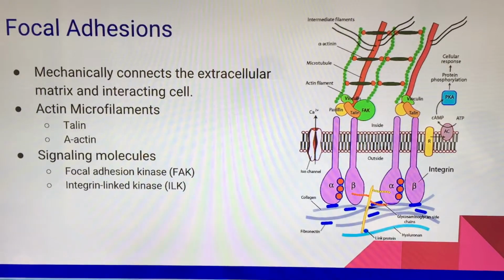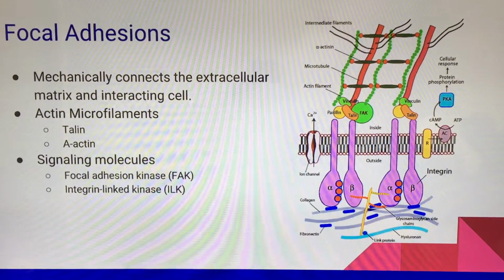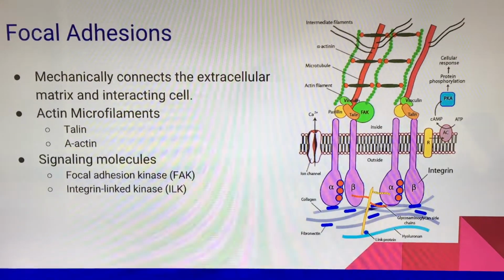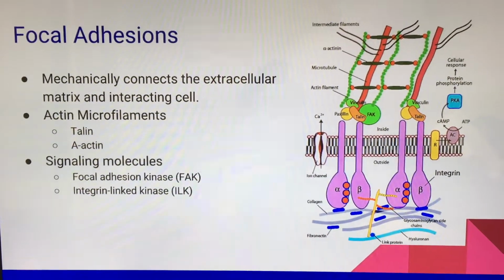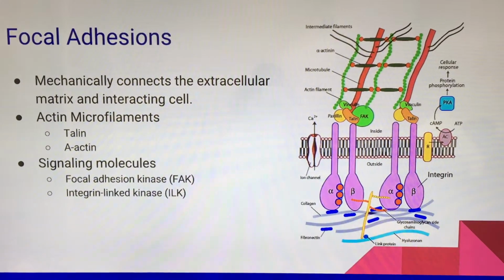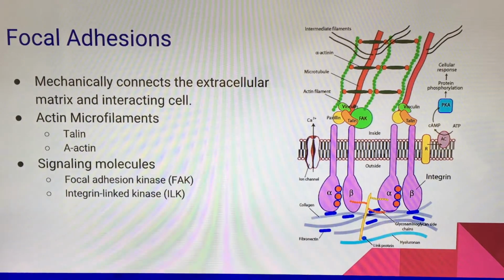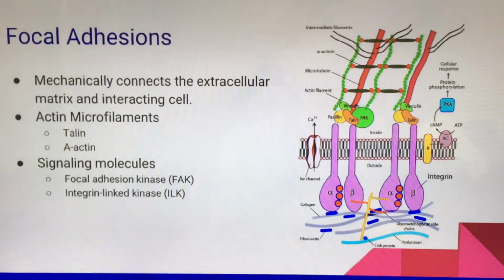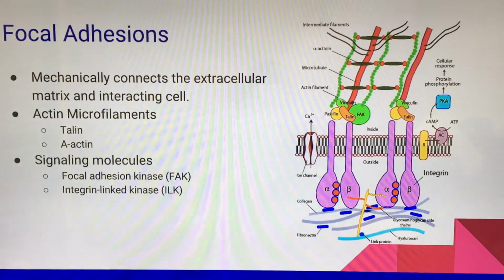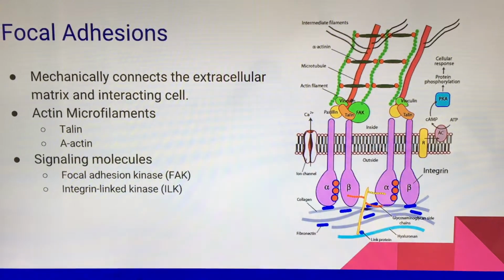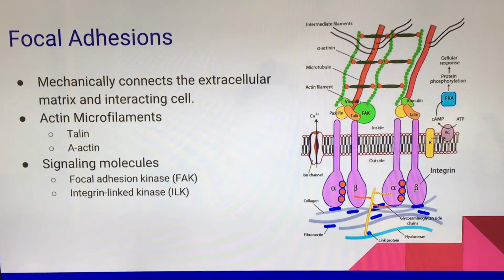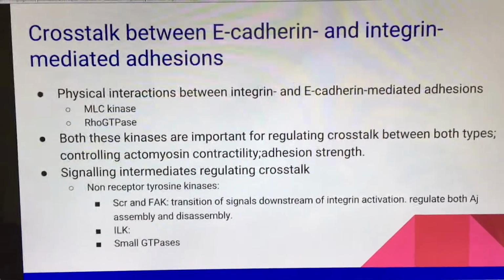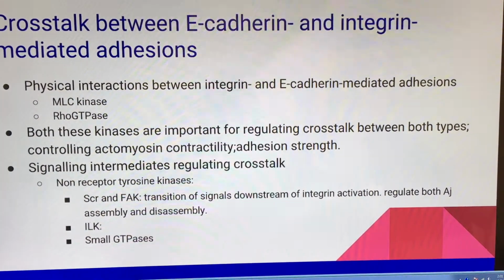With FAK, they are growth promoting, and they activate by autophosphorylation at tyrosine 397, and then it activates downstream proteins involved in cell migration. As far as ILK, there are scaffolding proteins that interact with domains of the beta subunit, and they're involved with downregulation of E-cadherin expression. Alright, so the crosstalk between E-cadherin and integrin-mediated adhesions.